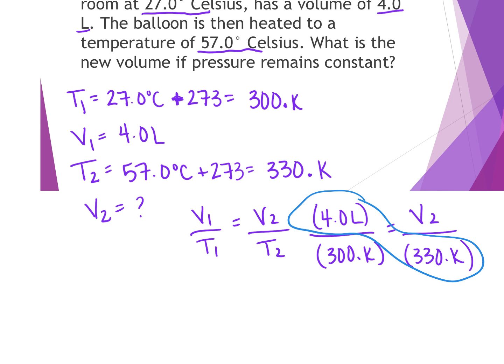So what's 4.0 times 330? Are you getting 1,320? Then all you have to do is divide by the diagonal with the V2 in it. So take that number and divide it by 300. What are you getting for V2? 4.4, and what's your unit? Liters.